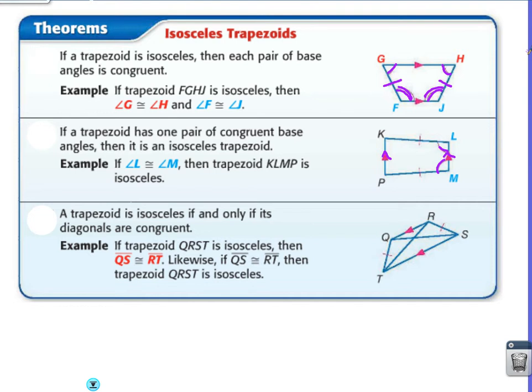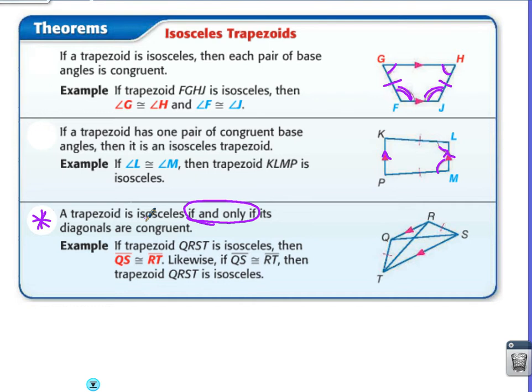And the third, final: a trapezoid is isosceles if and only if. Now let's discuss that if and only if. Well, that goes back a long ways. An if and only if statement is called a biconditional statement. A biconditional statement works forwards and it works backwards. So honestly, this is two theorems. This theorem states a trapezoid is isosceles if and only if its diagonals are congruent.